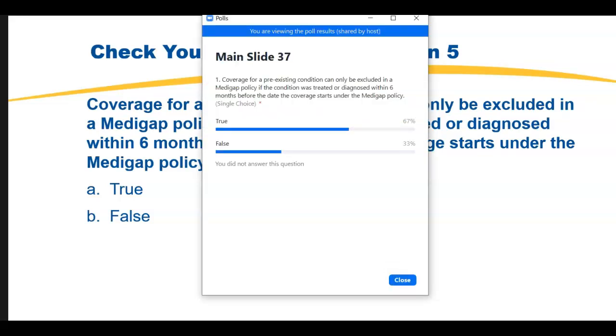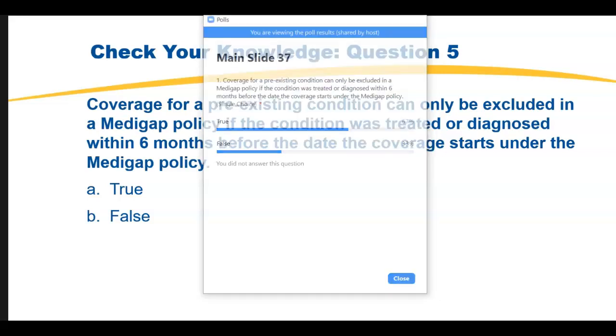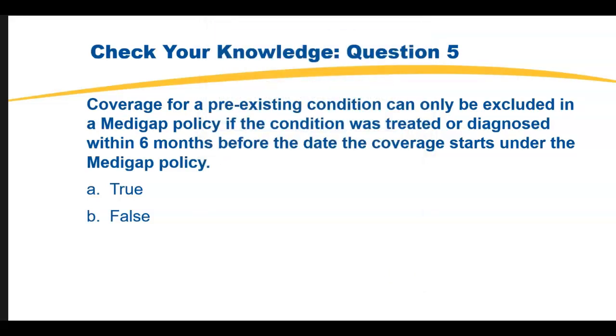Okay, let's see how we did. Looks like there's a little bit of debate here. I'll call it. So 67% of you said this was true, and 33% said false. And most of you did get it right. It is true. This is called a look-back period. So original Medicare will still cover the condition even if it doesn't cover the out-of-pocket cost.